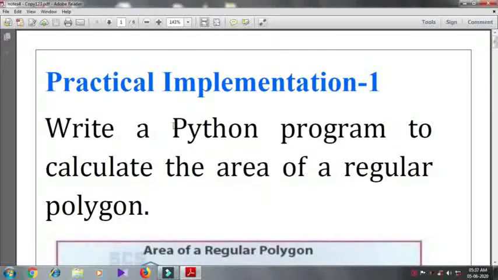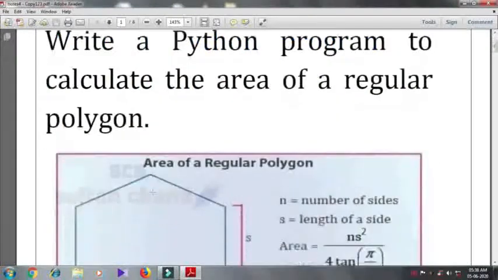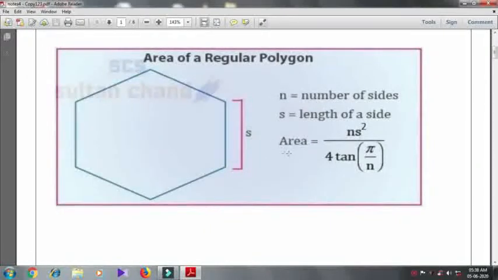First program: to calculate the area of a regular polygon. For solving this we have to understand the formula. Area of a regular polygon equals n s square by 4 tan pi by n, where n is the number of sides and s is the length of any side.